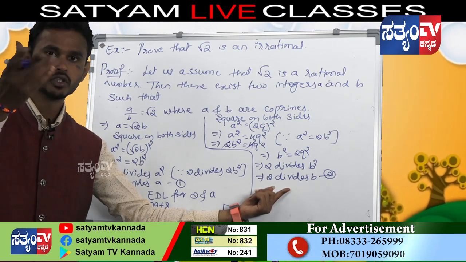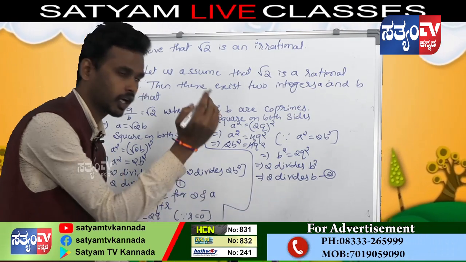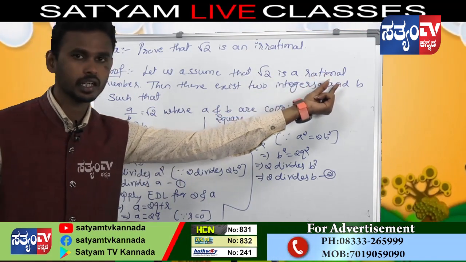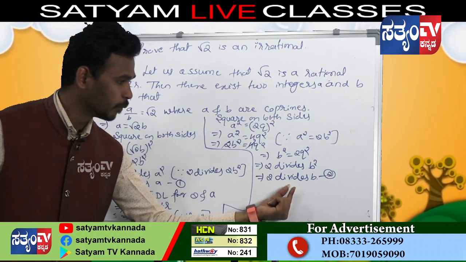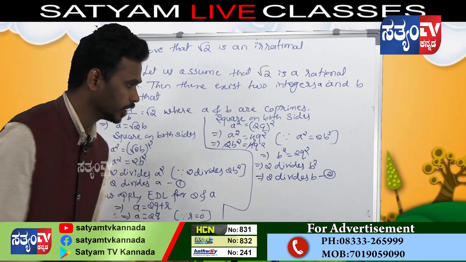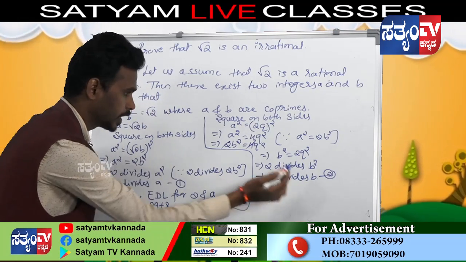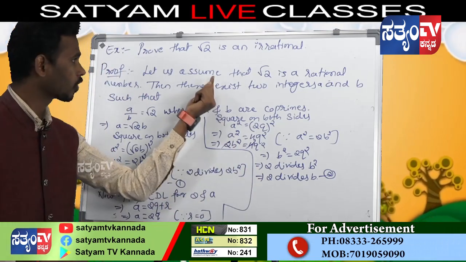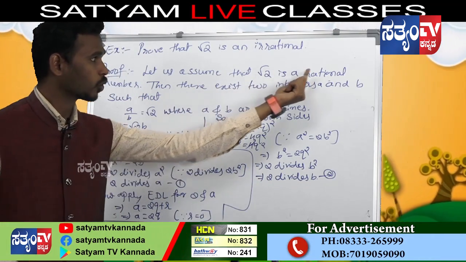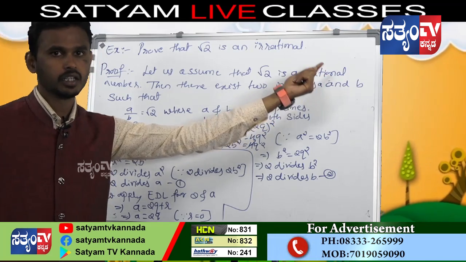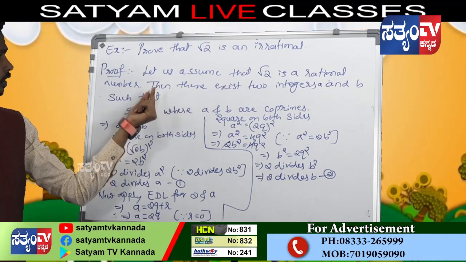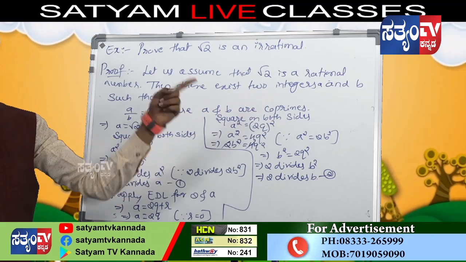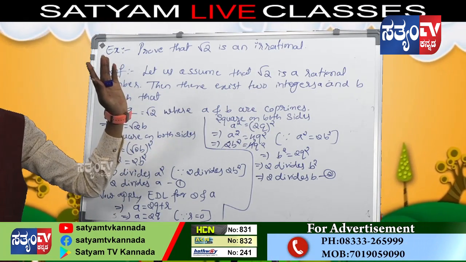So this opposition occurred because of our wrong assumption, that root 2 is a rational number. So you get the contradiction: both a and b are divisible by 2. This has occurred because of our wrong assumption that root 2 is a rational number. Hence we can conclude that root 2 is an irrational number. This is the contradictory method of proving this example.